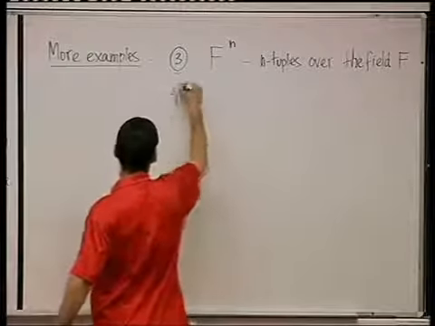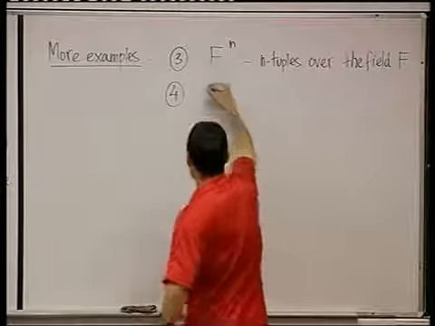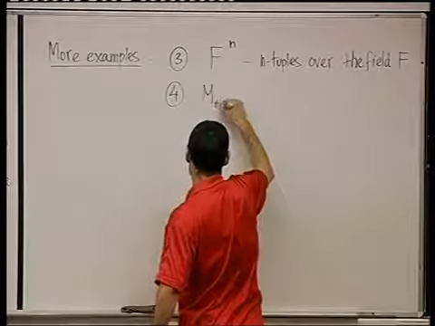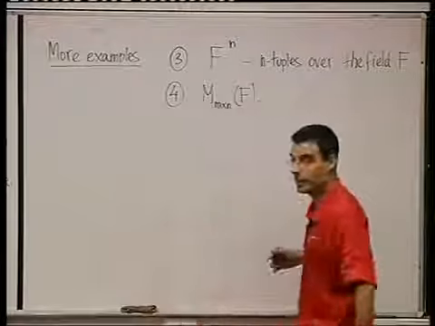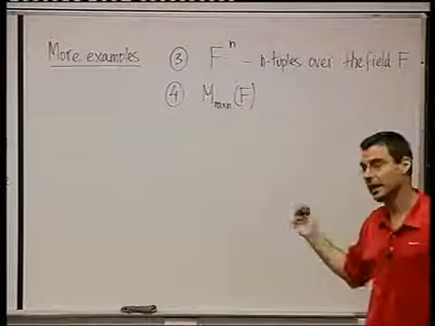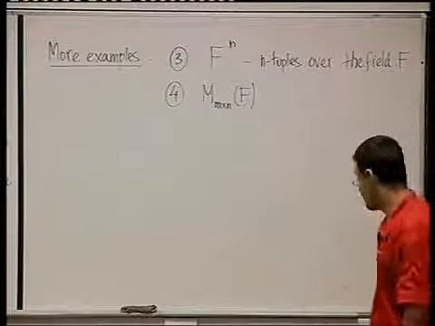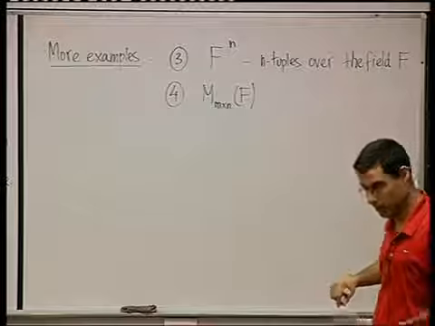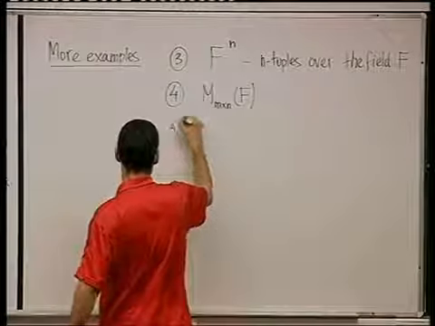Number 4. So 3 and 4 are just expansions of 1 and 2. Take matrices, M by N matrices, over a field F. Not necessarily over R. Again, it's going to be a vector space. And I'm not going to run through all the properties because it's the same statement. Okay? But here are some things that maybe are new.